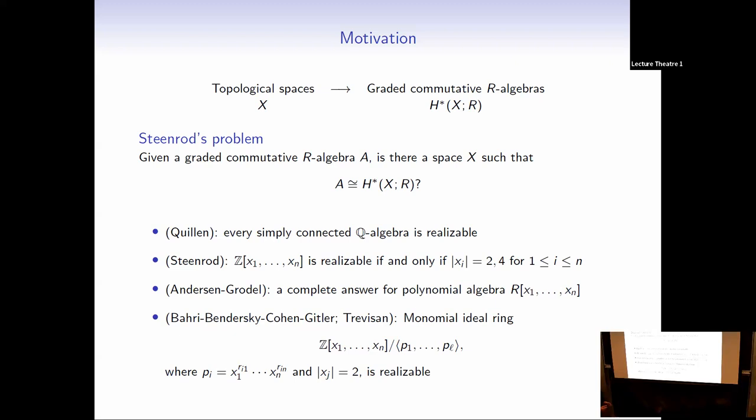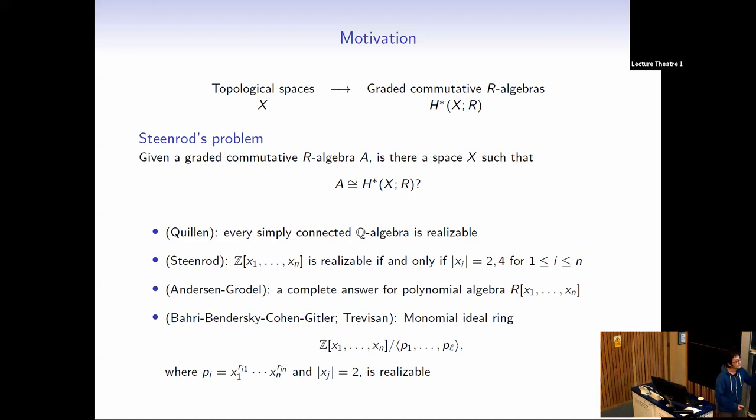I also want to mention one example, the work of Bahri, Bendersky, Cohen, and Gitler, and the independent work by Trevisan. They proved that any polynomial ideal ring, which is a polynomial ring quotiented by an ideal generated by monomials with leading coefficient one, is always realizable. They use polyhedral products to construct a realization space of this monomial ideal ring.